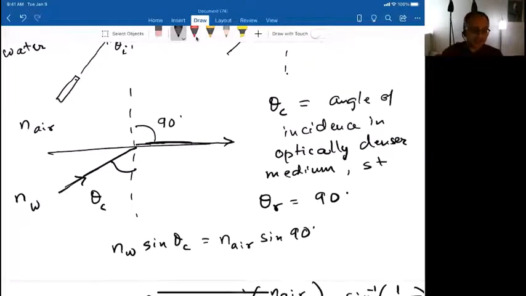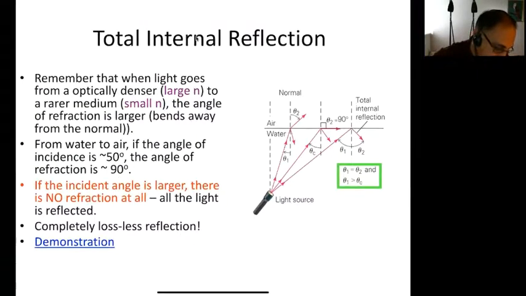You can clearly see that the critical angle depends on the pair of media concerned, right? That clear to all of you? If you shine the ray at an angle, let me make sure. For water to air, it's about 50 degrees, not 48 degrees, sorry. So if the angle of incidence is less than 50 degrees, you'll have refraction. And if it's equal to 50 degrees, you will have refraction, but the refracted ray will be grazing the surface, right?